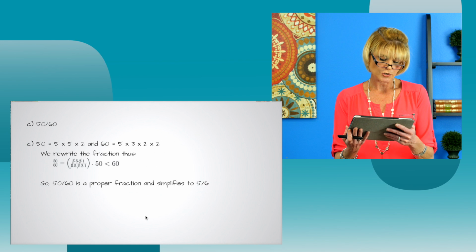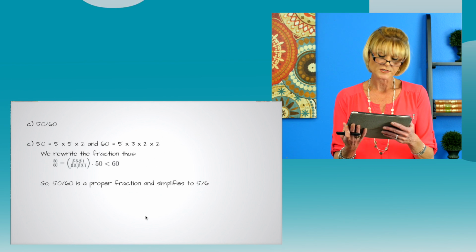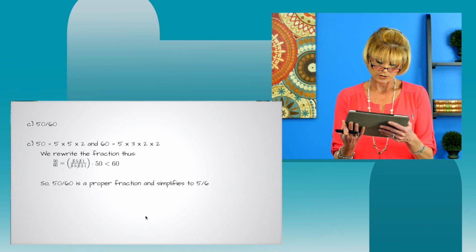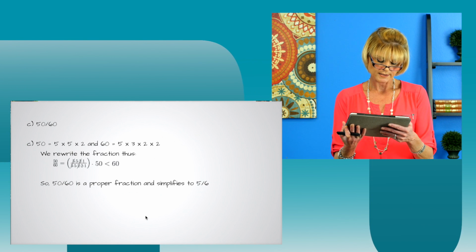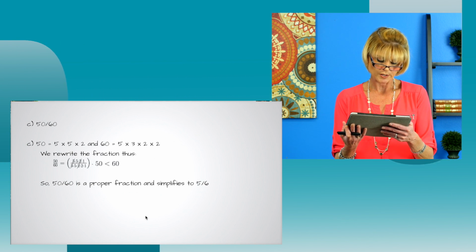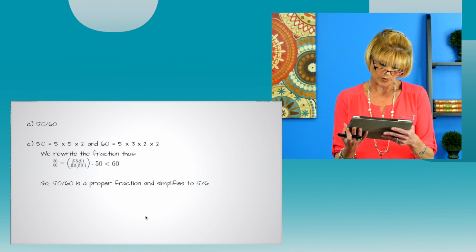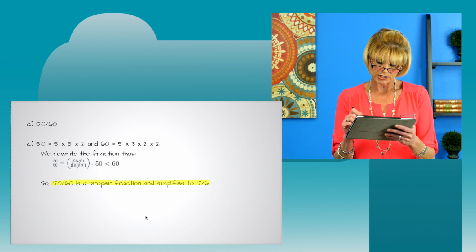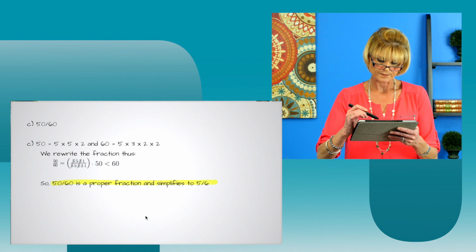Now with the one that says 50 over 60, 50 equals 5 times 5 times 2, and 60 equals 5 times 3 times 2 times 2. Rewrite the fractions thus: 5 times 5 times 2 times 1 over 5 times 5 times 2 times 2 times 1. And we get that 50 over 60 is a proper fraction, and it simplifies to 5/6.